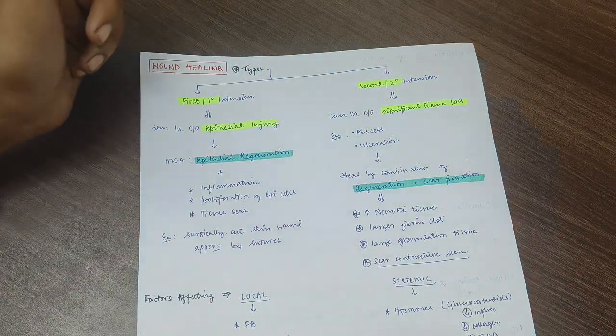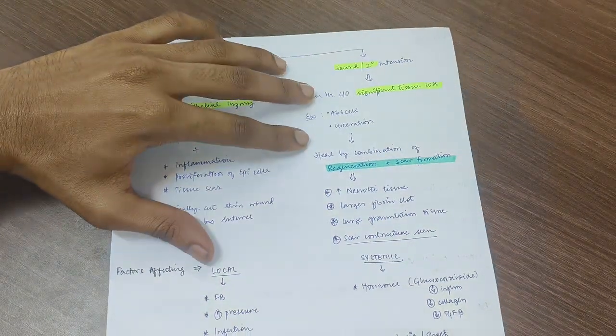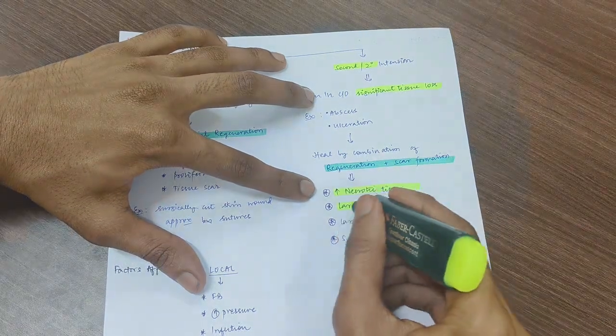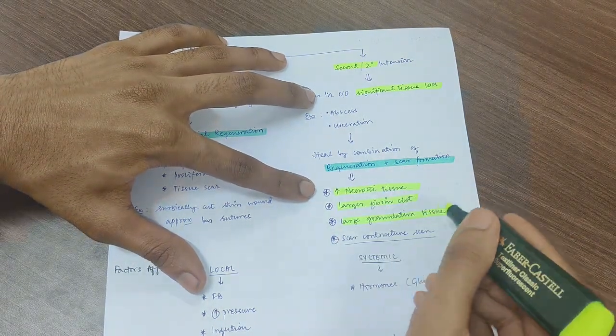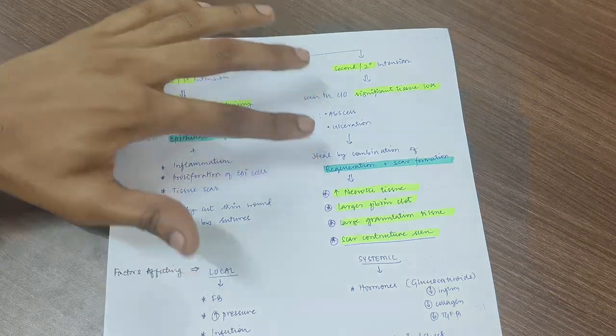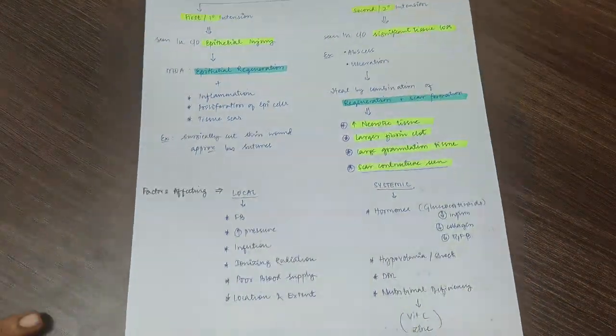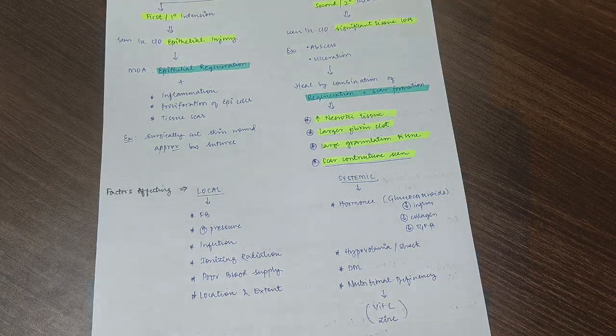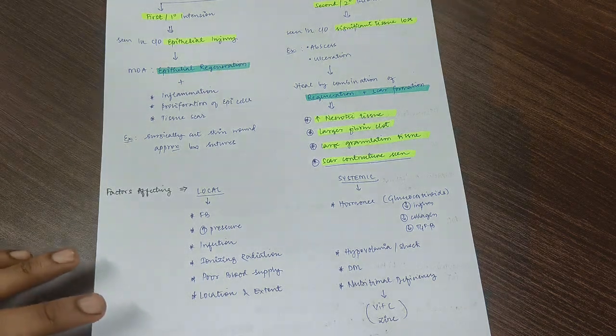So much of tissue loss is there, and what you are going to see here is increased necrotic tissue, a large fibrin clot, large granulation tissue and scar contracture. It is very specific. So what are the factors influencing wound healing? This is for 3 marks. Local factors and systemic factors.